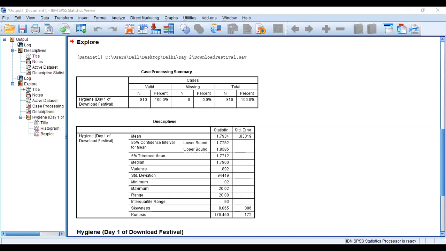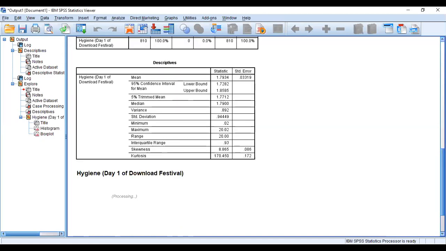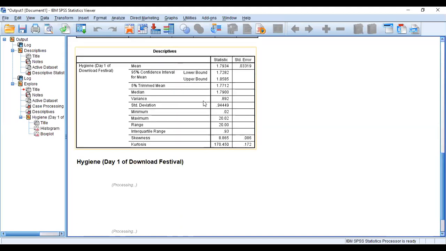I think, is it visible to you? Can you see this descriptive statistics? So you just tell me through chat box. Okay, thank you. So here we can see descriptive statistics. I told you there are three things in descriptive statistics.